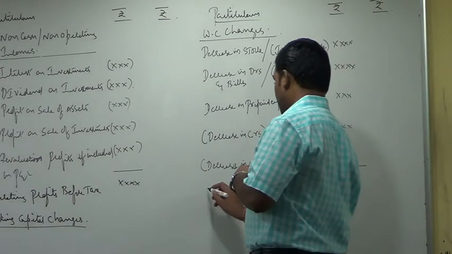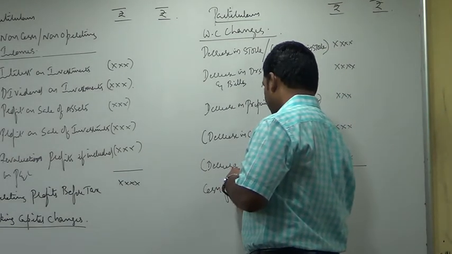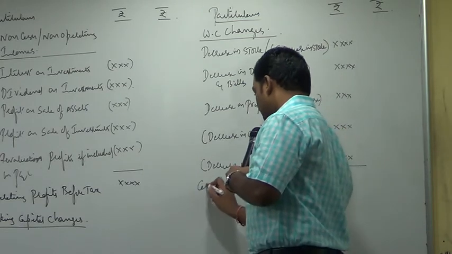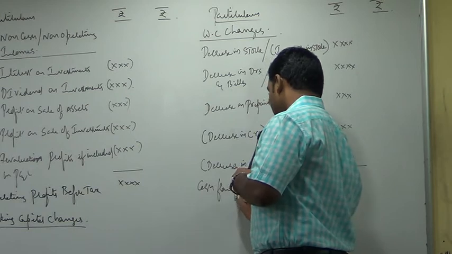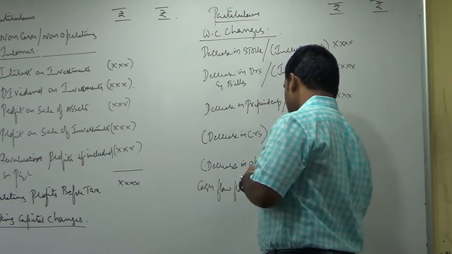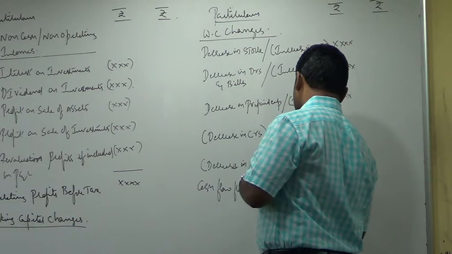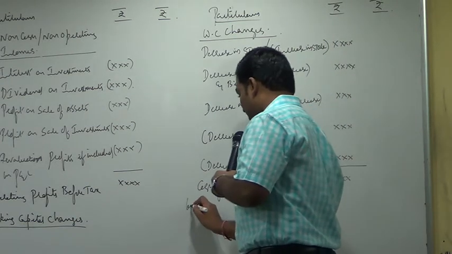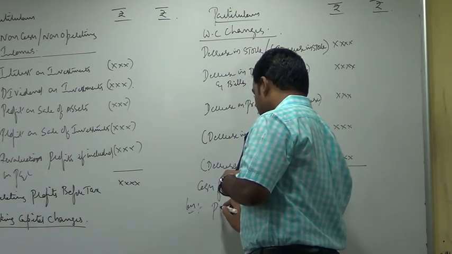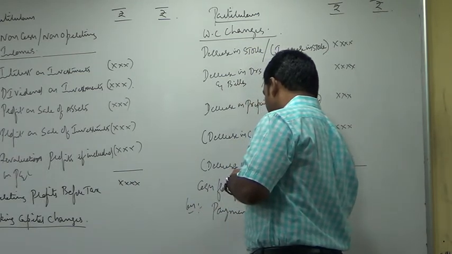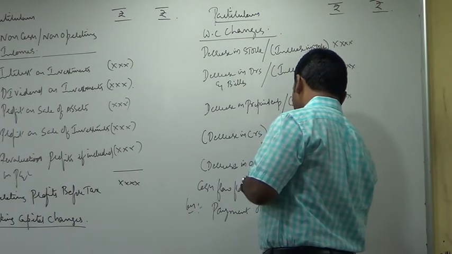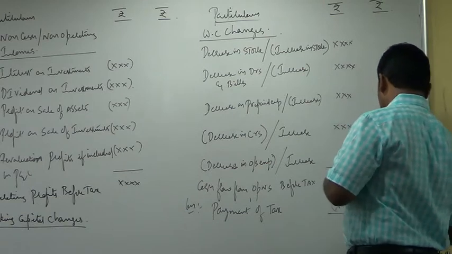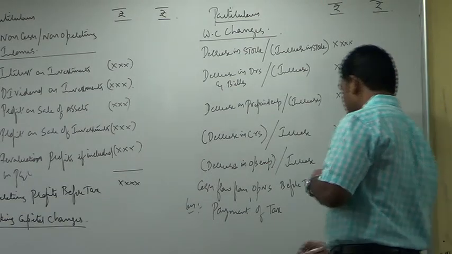Now you will get cash flow from operations, cash flow from operations before tax, less tax paid, payment of tax, you will get net cash flow from operations.